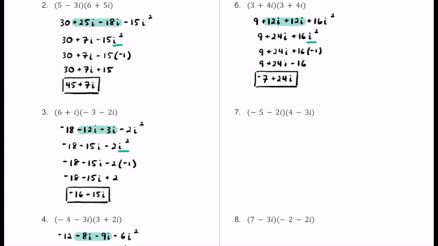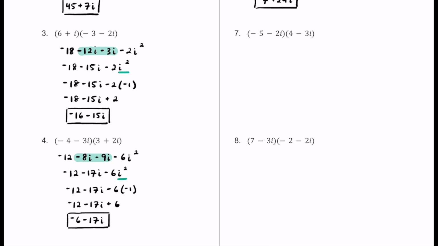For number 7, we have the quantity of 5 minus 2i times the quantity of 4 minus 3i. First, we'll multiply this negative 5 times this positive 4. That's going to equal negative 20. We'll start with that. Then take this negative 5 multiplied by this negative 3i. That's going to be positive 15i. Then this negative 2i times positive 4. That's going to be negative 8i. So write minus 8i afterwards. And then negative 2i times negative 3i. That's going to be positive 6i squared.